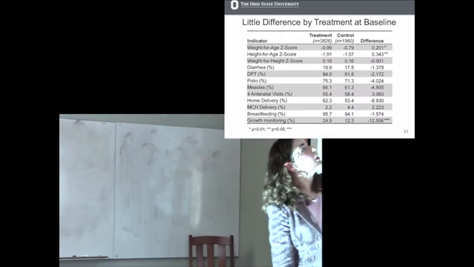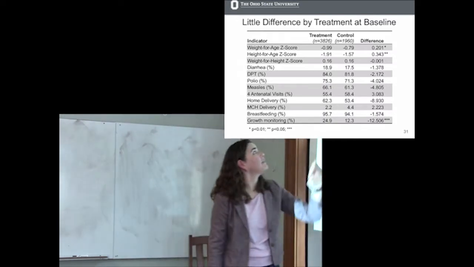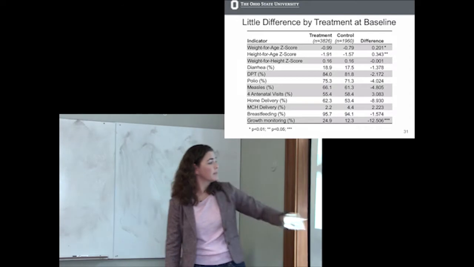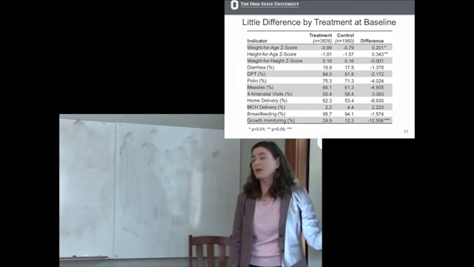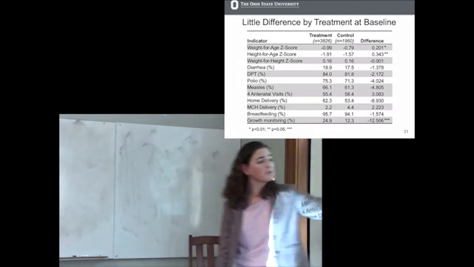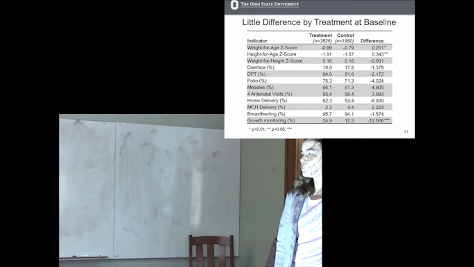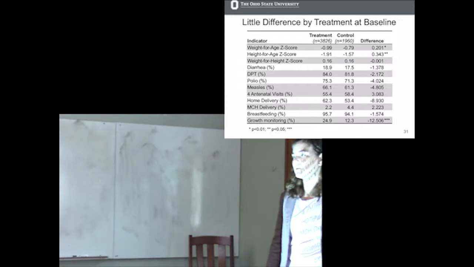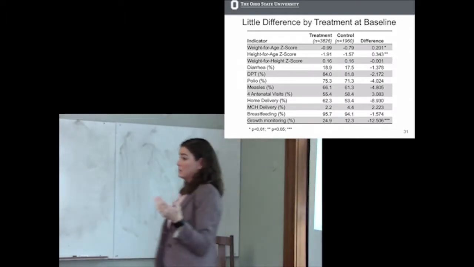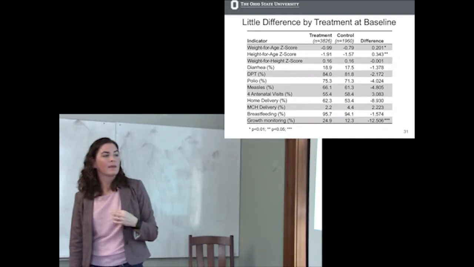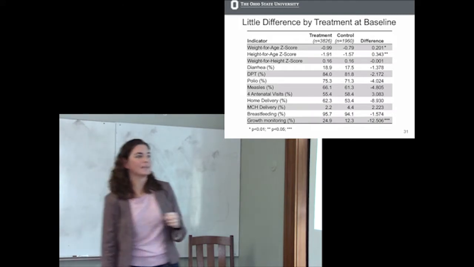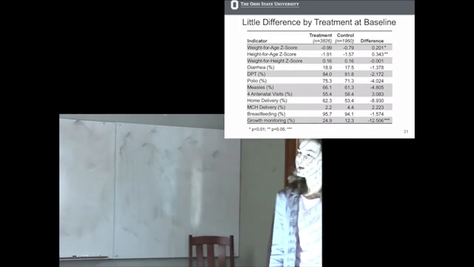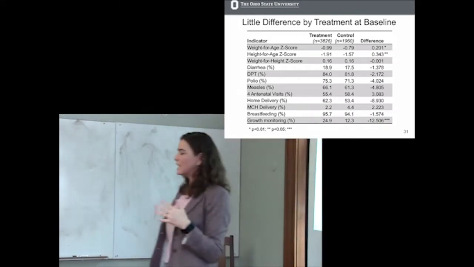So there were some slight differences in height for age and weight for age in the Z-scores, and then down here in growth monitoring, actually. The control group actually had much worse growth monitoring programs than what eventually ended up being the decentralized programs. I think it was partially because it was targeted at really poor rural areas, but we're digging into that one a little bit more.